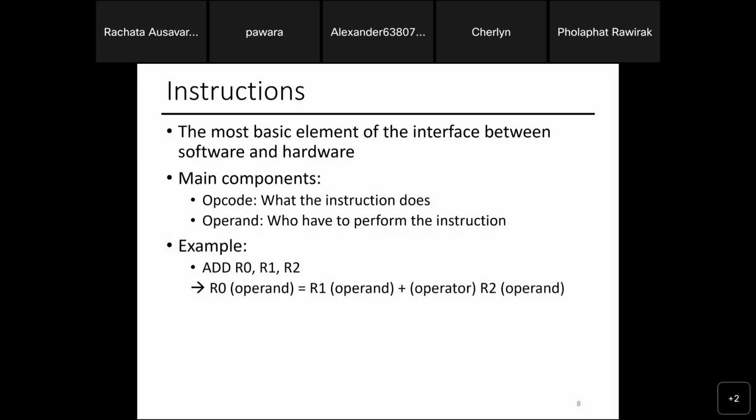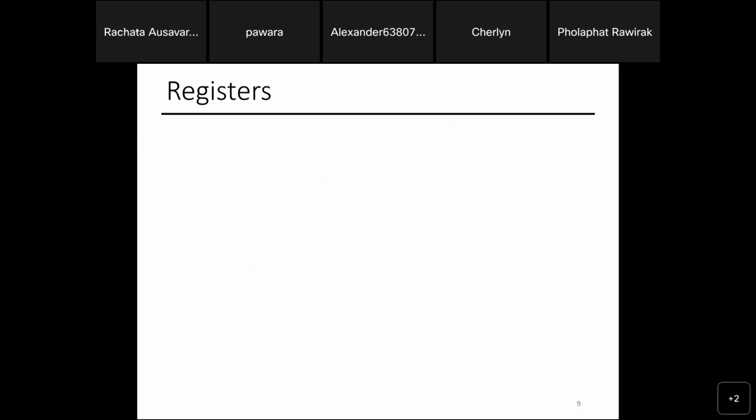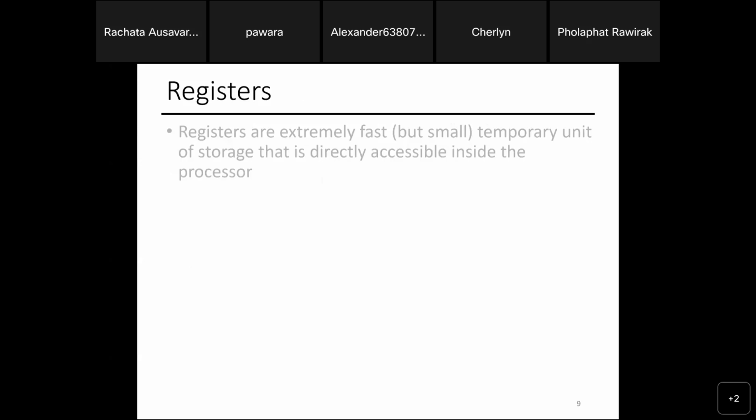Let's just assume that's the case. Right now, I'm just using this dummy instruction because we're not going into x86 or the x86 assembly yet. In this case, R1, R2, R0 are the operands, and the operator is the plus, the addition. Now you see the register.